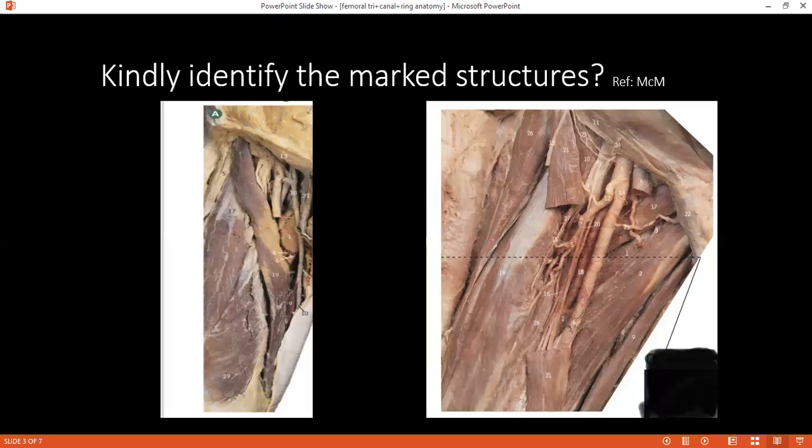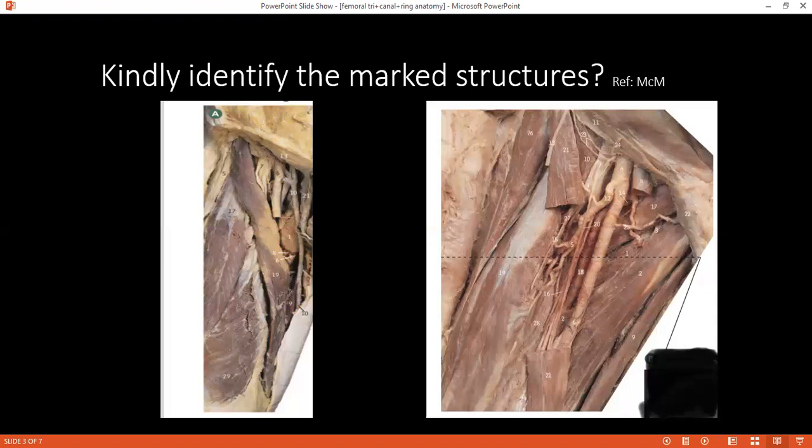Okay, good. Thank you. Can you tell me what the inguinal ligament is? The inguinal ligament is the thickening of the aponeurosis of the external oblique muscle, extending from the anterior superior iliac spine to the pubic tubercle.